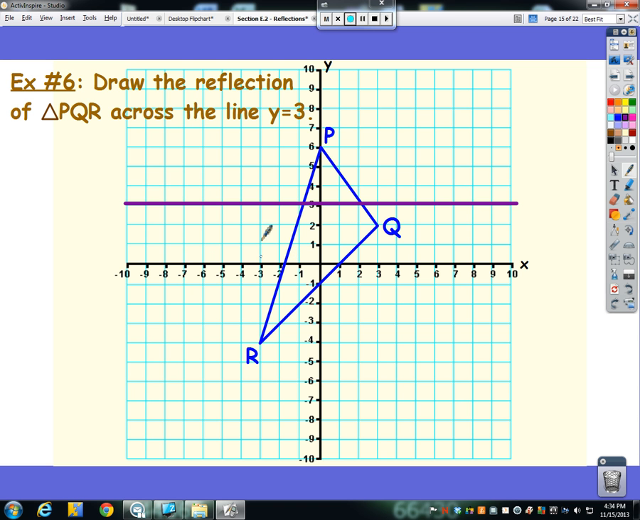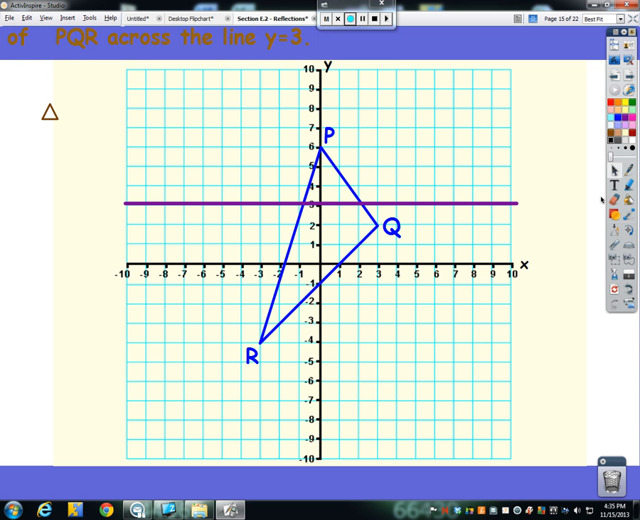So if R is on the bottom side of the line of reflection, when I reflect it, it's going to be out above it. P is above. When I reflect, it's going to be below. Q is below. When I reflect, it's going to be up. So things are going to be switching around here, which is fine. So let's do it. Let's start with Q again. Q is the closest to our line of reflection. It's 1 away vertically. So whenever I reflect across, it needs to go 1 above the line of reflection.